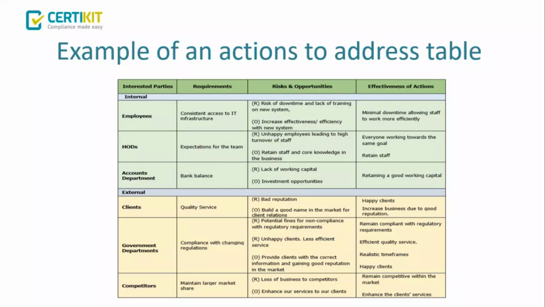And then the final thing you have to do to satisfy this requirement is the effectiveness of that action against those risks or those opportunities. So the effectiveness, if we meet that requirement, we've identified the risk, is minimal downtime, allowing staff to work more efficiently. So this is an exercise that you would do against all your internal and external interested parties, and the same with internal and external issues.